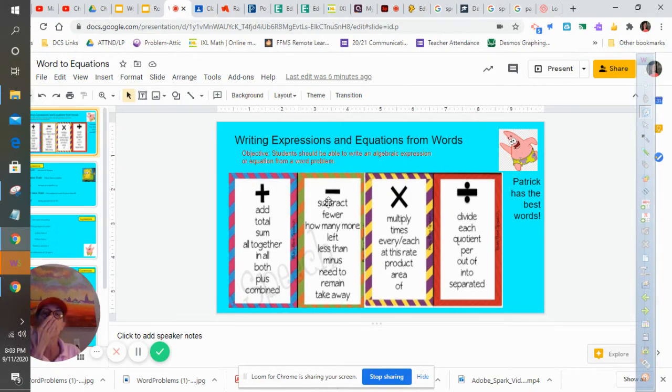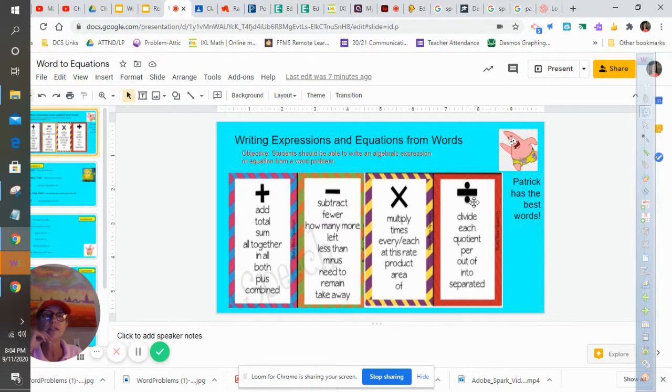For subtraction, we seldom say subtract when we're doing a problem, but we often say less than or difference. There's one that's not mentioned here, but difference is a big one. For multiply, obviously multiply, but this one down here at the bottom, of, we might say 20% of 1,000, and it means to multiply. You might say at this rate, times, and so on.